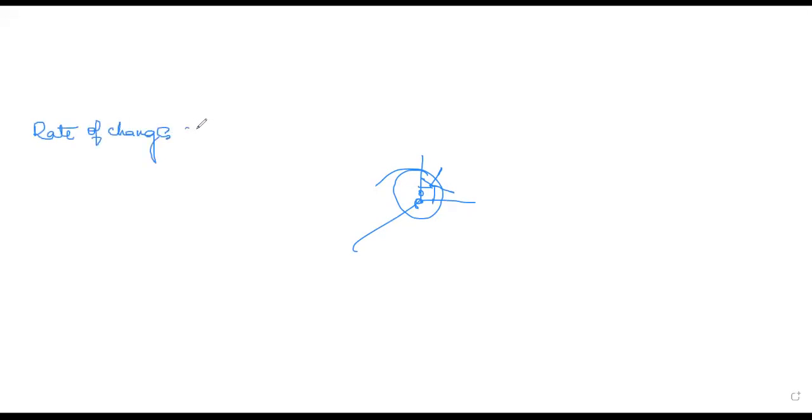Basic question it is. Rate of change of energy is what? How do you define watt? Power, ma'am. Power.